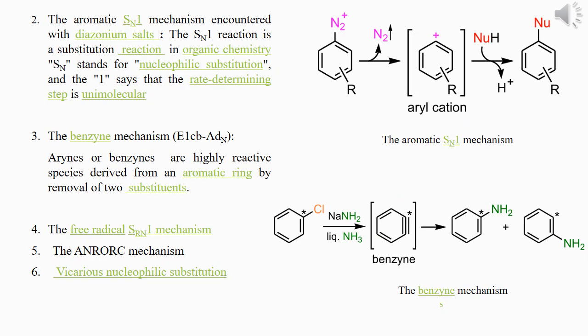The aromatic SN1 mechanism encountered with diazonium salts. This is the second type of mechanism. The SN1 reaction is a substitution reaction in organic chemistry. SN, you know, stands for nucleophilic substitution, and 1 means that it is a unimolecular reaction, that the rate determining step is unimolecular. You can see an example of aromatic SN1 mechanism on the right hand side, like a benzene ring having a diazonium, N2, 2 nitrogens.